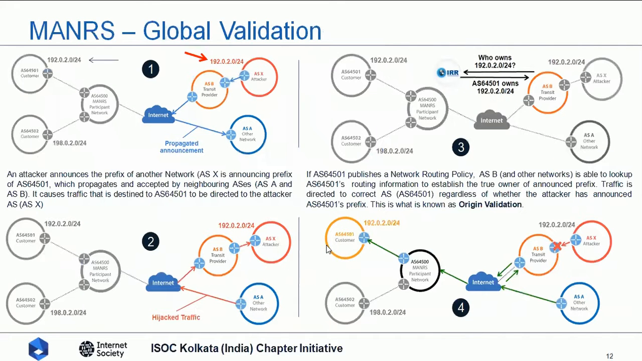Okay, we'll touch upon some of these examples. So, for global validation, in situations 1 and 2, an attacker announces the prefix of another network. The attacker AS X is announcing the prefix of AS64501, which propagates and is accepted by neighboring ASes, A and B. It causes traffic that is destined to AS64501 to be directed to the attacker AS X, right? So it announces this one to AS B, and AS A knows about it, and this is how the propagated announcement comes.